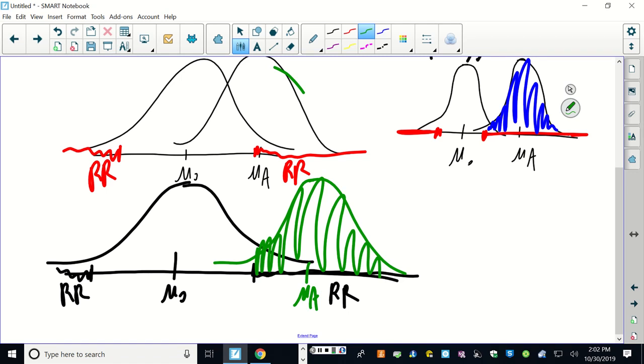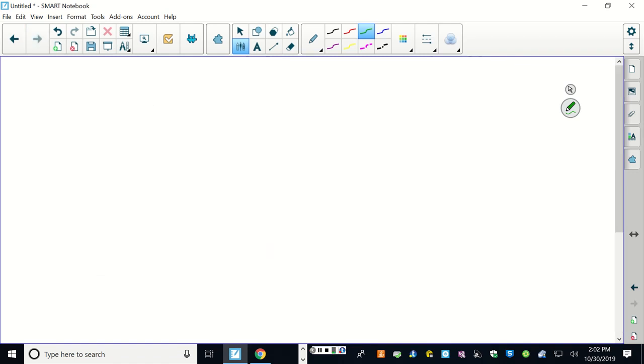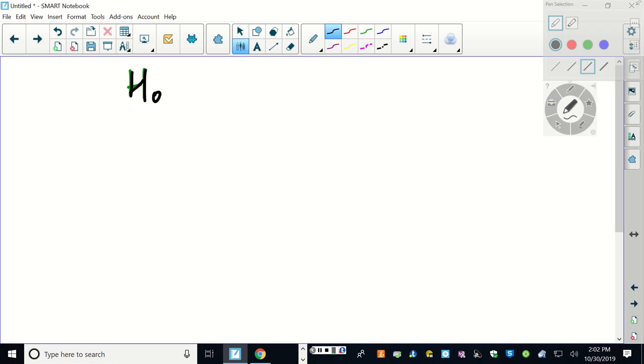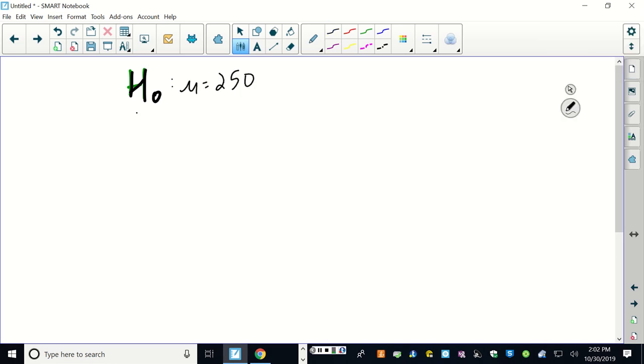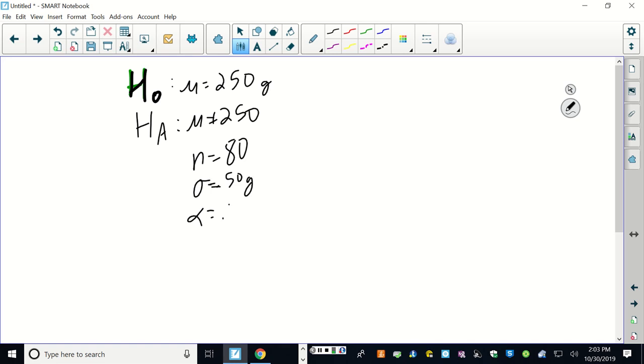Let's look at one numerical example, right, to do that. Let's say we do the chicken example again. So the null hypothesis is that it's 250. The alternative is that it's not 250. Right? So now we're going to consider having 80 chicks. How does that change power? Still the same, sigma is 50 grams. Alpha is still going to be 0.05.